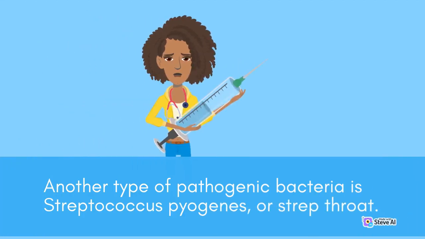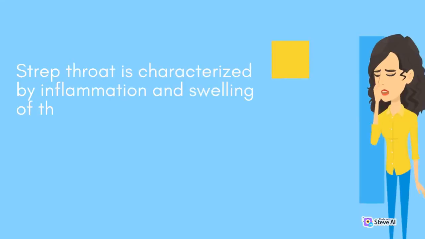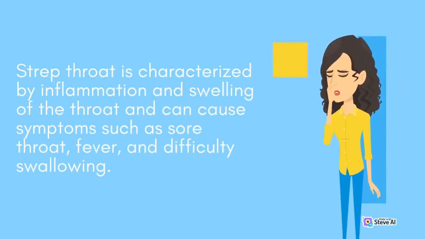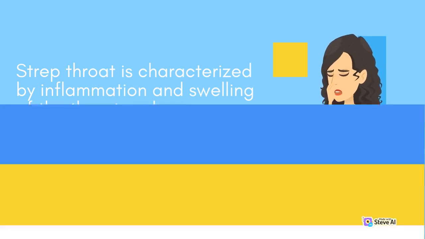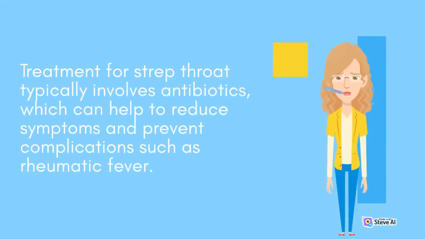Another type of pathogenic bacteria is Streptococcus pyogenes, or strep throat. Strep throat is characterized by inflammation and swelling of the throat and can cause symptoms such as sore throat, fever, and difficulty swallowing. Treatment for strep throat typically involves antibiotics, which can help to reduce symptoms and prevent complications such as rheumatic fever.